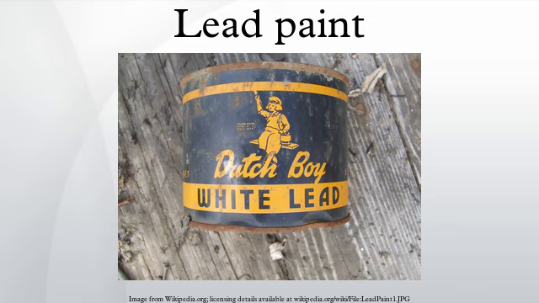Flake white has various drawbacks, including a tendency to become transparent over time. It also blackens in the presence of certain atmospheric pollutants, although this can be reversed.